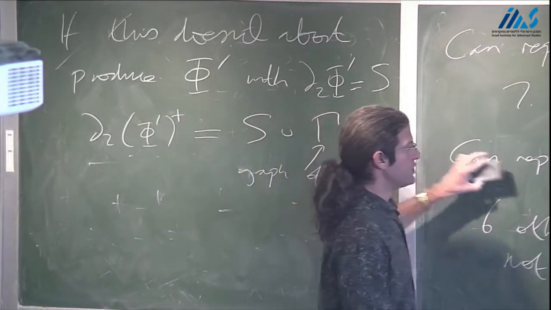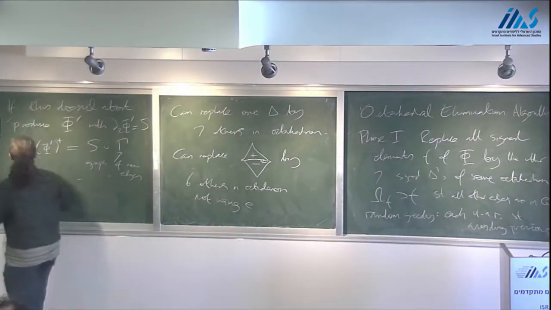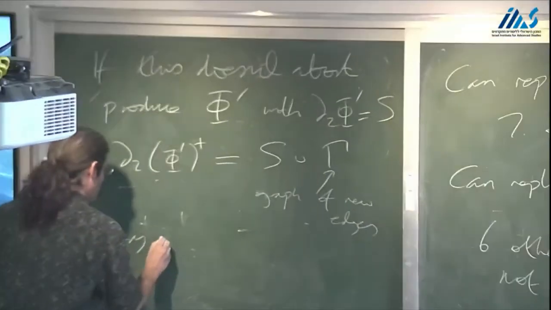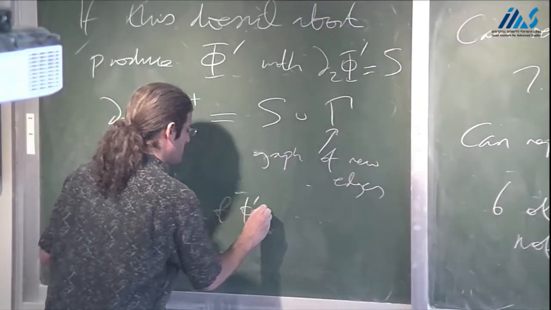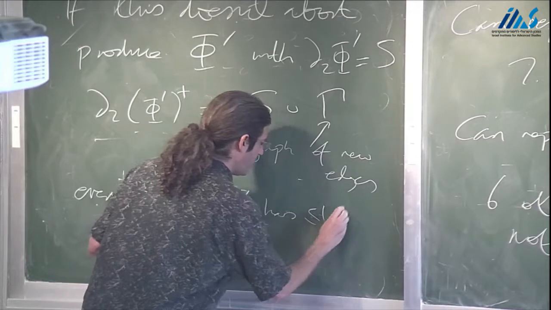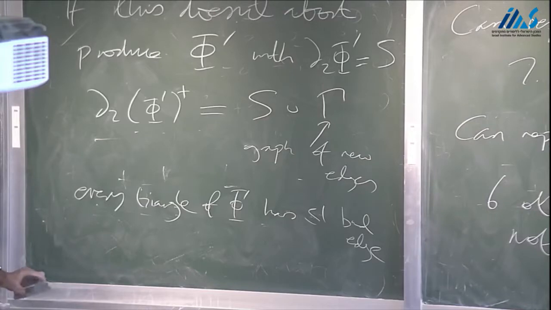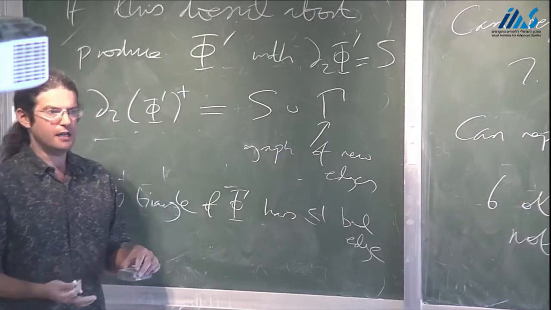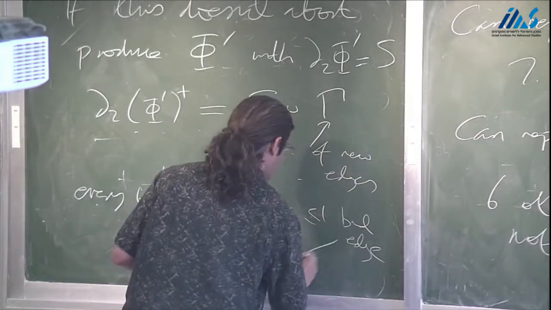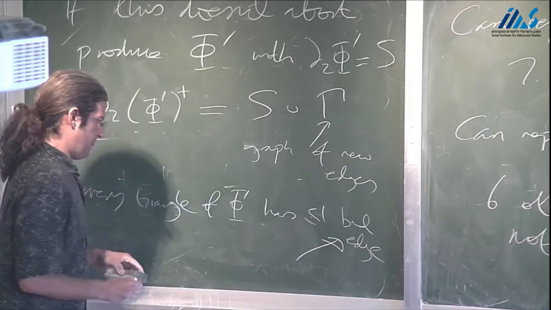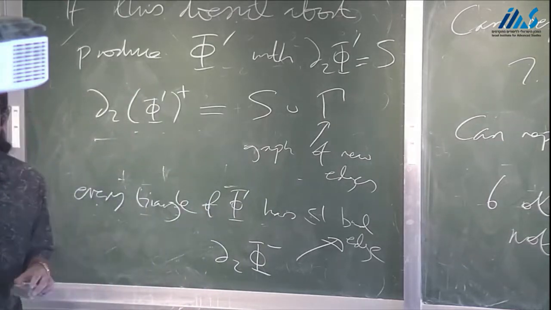Phase two, we're going to do the same thing using this replacement. What else do I want to say about this? Every triangle in phi prime has at most one bad edge. This is an edge which is coming from, this is precisely delta 2 of phi minus. These are the bad edges with multiplicity.